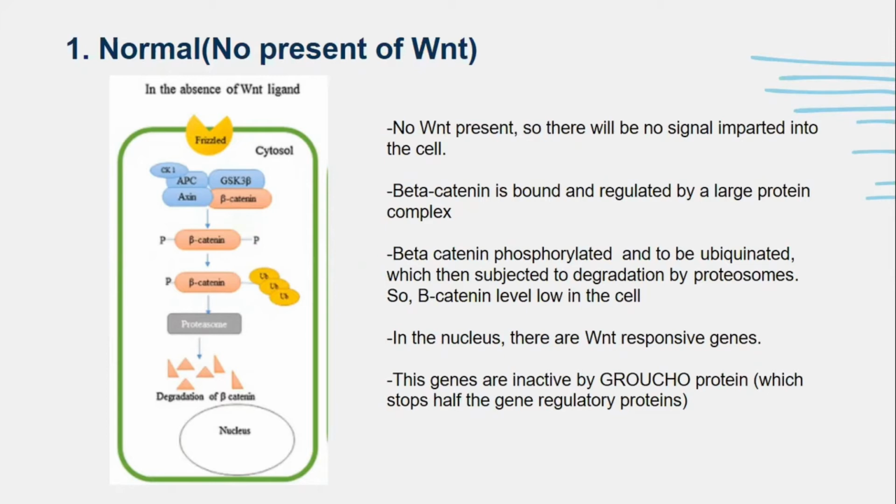ubiquitination and degradation. Who will degrade this? The beta-catenin will be degraded by the proteasome. There is no beta-catenin free to move into the cell nucleus. So what happens in the nucleus? The transcriptional co-repressor binds to the TCF function, which prevents the expression of the target genes.